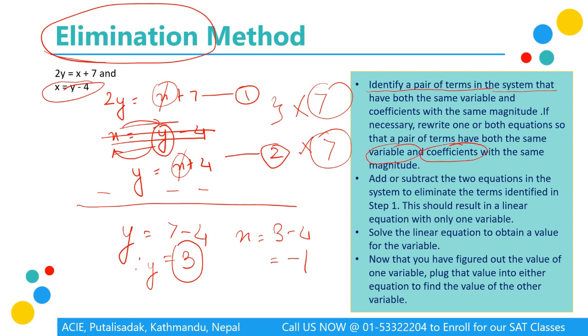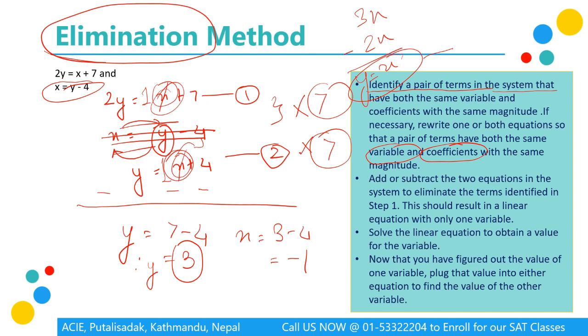If necessary, rewrite one or both equations so that the pair of terms have the same variable and coefficient. In this case, x and x are the same variable, so there's the same variable obviously, and the coefficient is also the same, which is 1. If the coefficients were not the same, for example, instead of 1x and 1x, there was 3x and 2x, then we would still have an x left. So again, the equation would not be complete. We will have both the variables present. Though a variable is present, we cannot solve the equation at all.